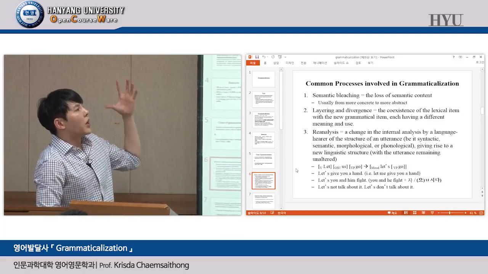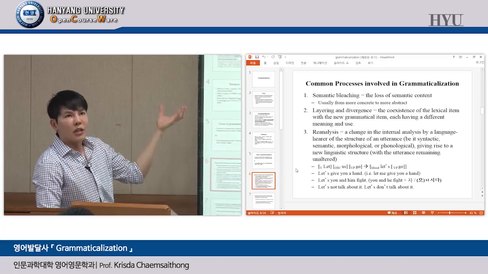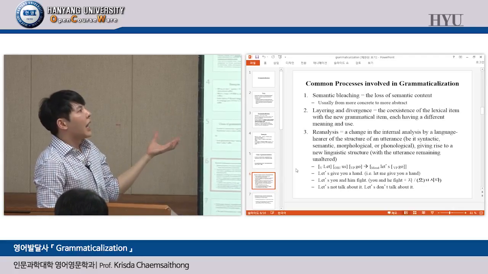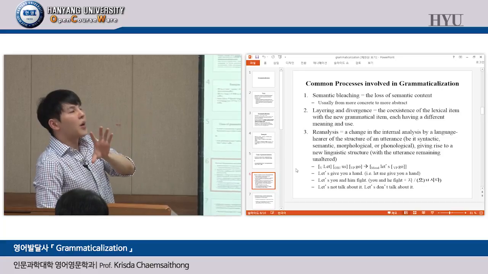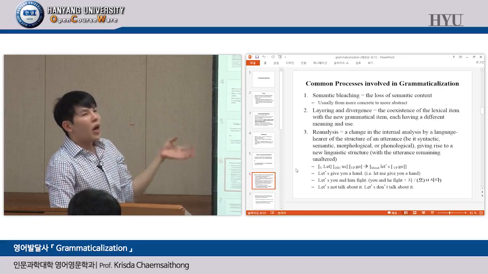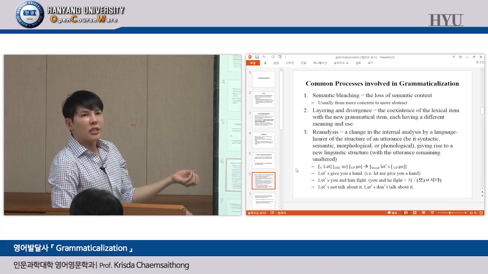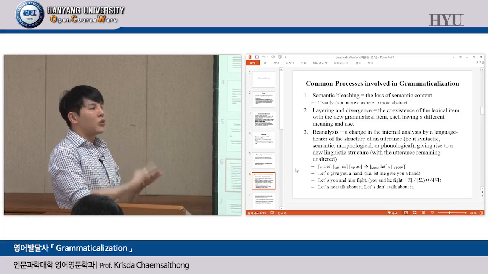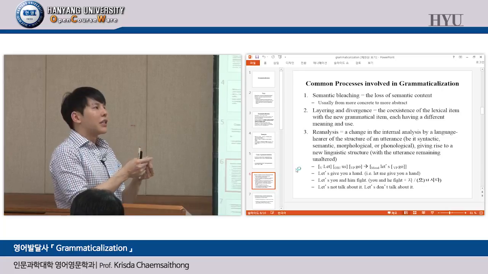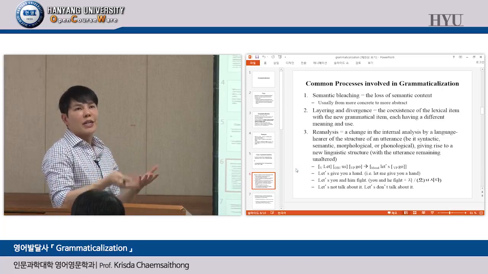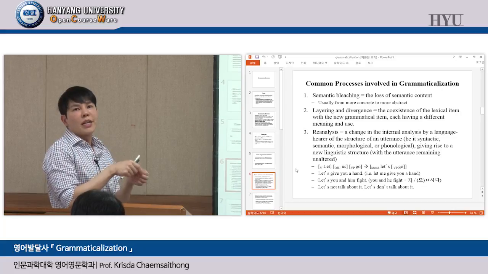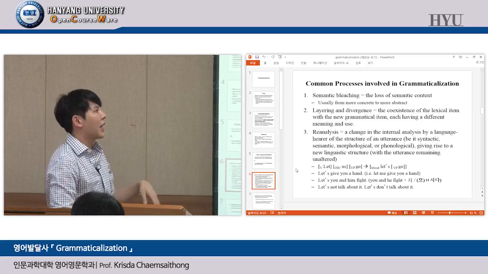So the word will, for example, which means want or wish, right? Now, when it becomes the future marker, the meaning of want or wish is no longer evident. But when you use it as a future marker, when you say, I will marry you, there's still a little bit left for the meaning of want or wish, right? Meaning intend to, like that.